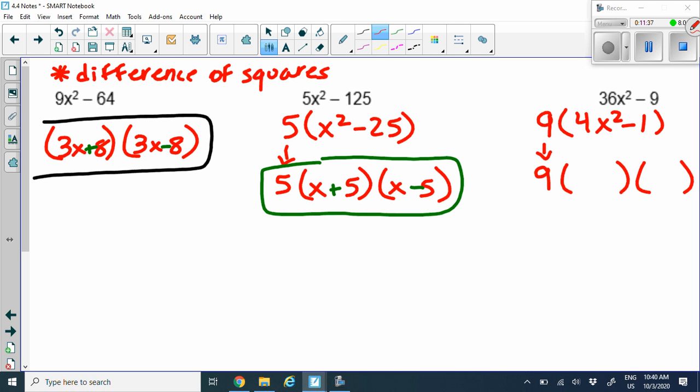Okay, what's the square root of 4? It's going to be 2. And what's the square root of 1? That is 1. Remember, you can just plug that into your calculator if you need to. If you do not know if a number is a perfect square, just plug it into your calculator and take the square root of it. If it gives you a nice number back, then it is a perfect square. If not, meaning you get a decimal, then it's not a perfect square.